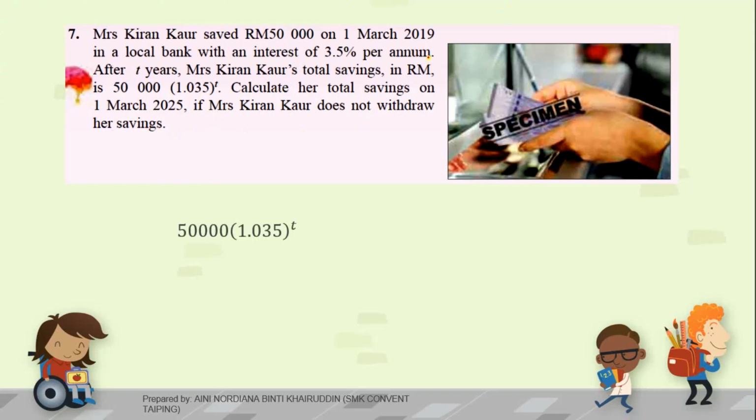So from 2019 to 2025, it is 6 years. So substitute the value of T here with 6. So this is her saving after 6 years.